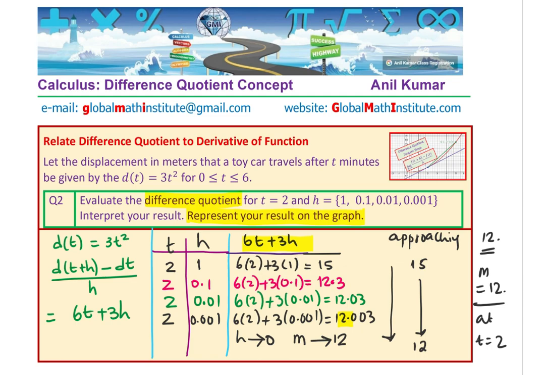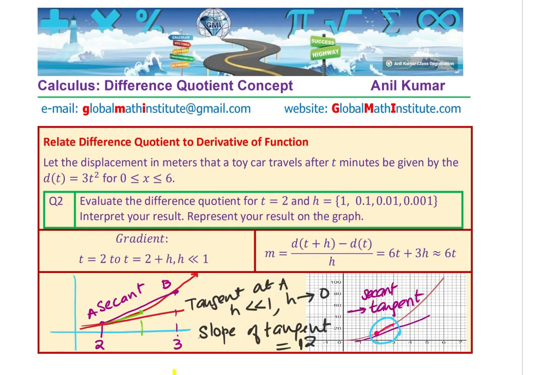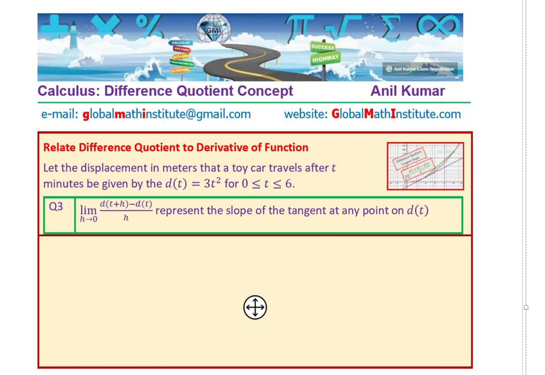That is what it means. Perfect. So I hope this explanation is clear to you. So basically, we are saying that this particular expression, which is d of t plus h minus d of t over h, for the given function 6t squared is 6t plus 3h. It approaches 6t. Since t is 2, 6 times 2 is 12. You get the idea, right? So at t equals 2, this will be 6 times 2, which is 12, as calculated earlier. Perfect.